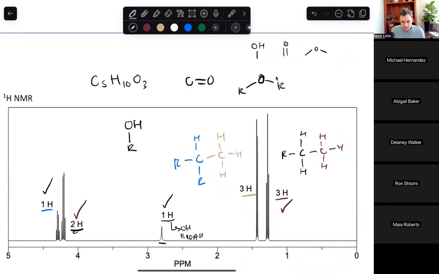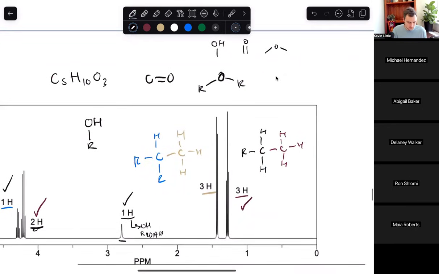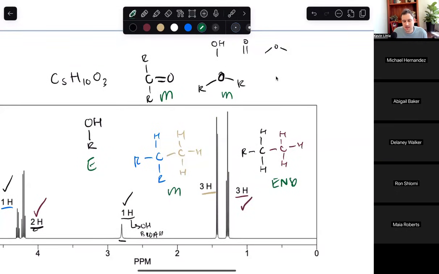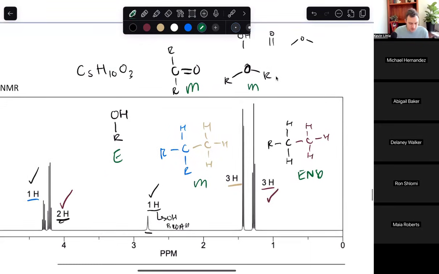So these are all my fragments. This is an end piece. Carbonyls have 2 pieces coming off of them, so this is a middle piece, a middle piece, a middle piece, and an end piece. The alcohol is an end piece because there's only one thing coming off of it. That's how I like to think about it. It gives me a place to start. And then when I start putting things together, that's when shifts really come into play.